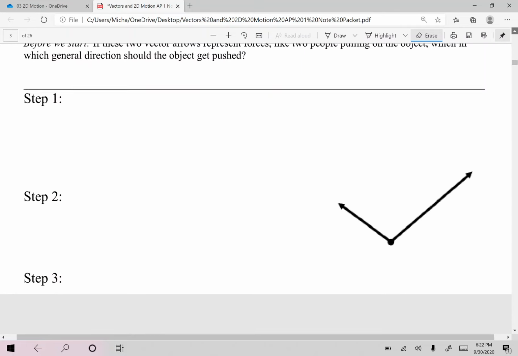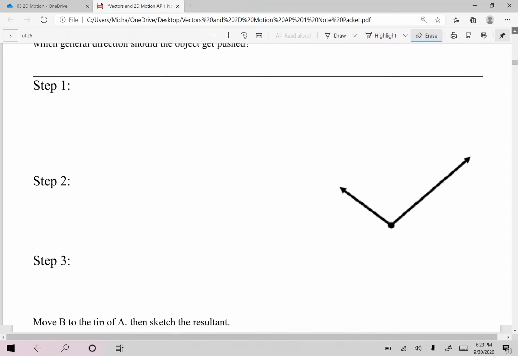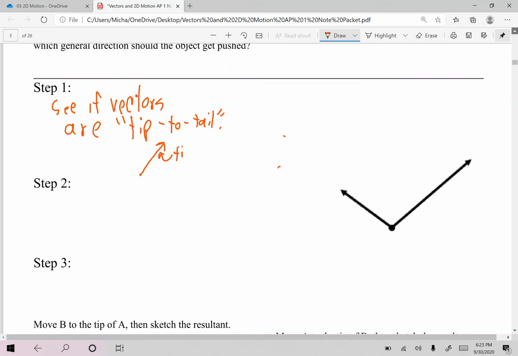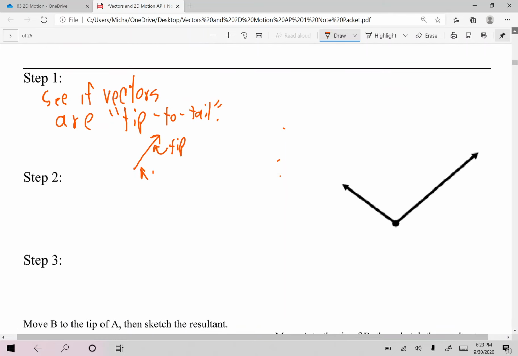So I'm going to try and illustrate the steps here. 3 steps, not so bad. First step: see if the vectors are, and this is where we get that name from, tip to tail. So first thing that we're going to do is check, because you might not have to do a lot of work. You might have to do an extra step in here. Now, when I say tip to tail, I'll label my arrow parts here. The tip, which is like the arrowhead, touches the tail end of the other.